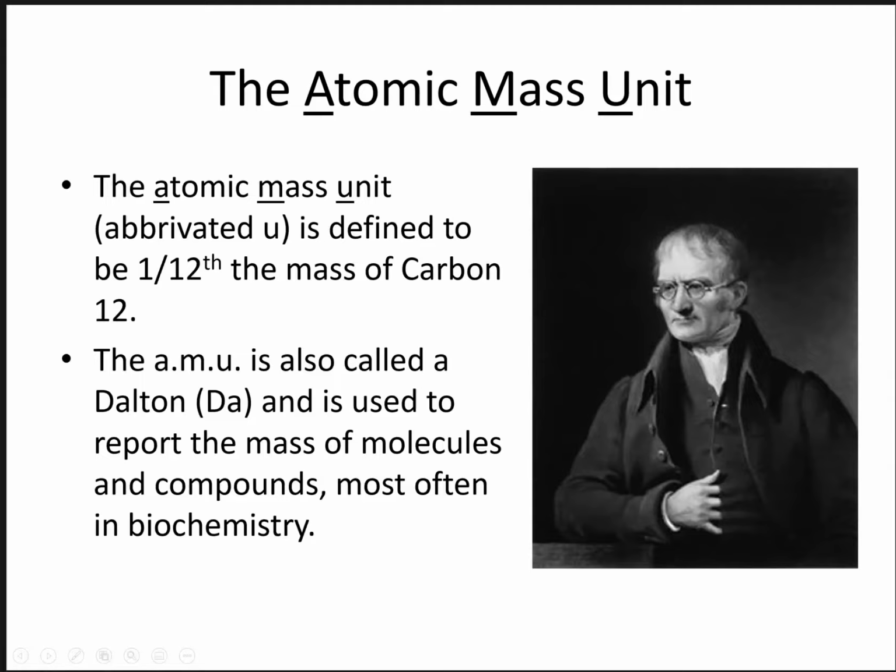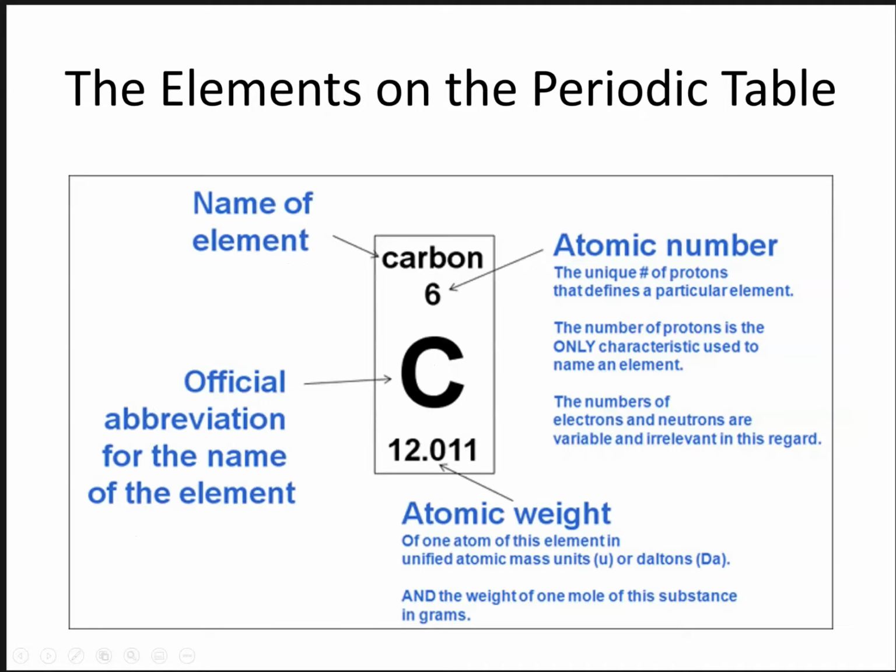When we look at elements on the periodic table, we'll see 3 things on every periodic table. You may see more things, but every periodic table is guaranteed to have at least the atomic number, which is the number that appears above the symbol of the element itself, and then the atomic weight. The atomic number refers to the number of protons that particular element has. The symbol may or may not reflect the name of the element.